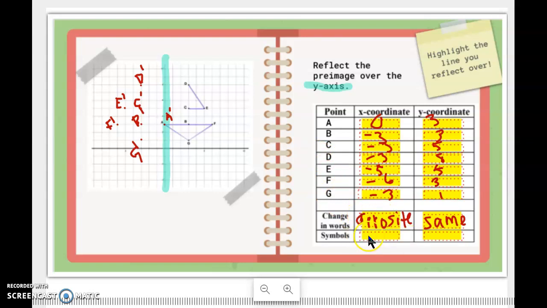And if I were going to write that as a symbol, I would put the opposite of x. And then y stayed the same. So if I change that to an algebraic representation or a motion rule, I would say x comma y, because that's your starting value. It's at the beginning of every algebraic representation. And then I would say the opposite of x and y stayed the same.